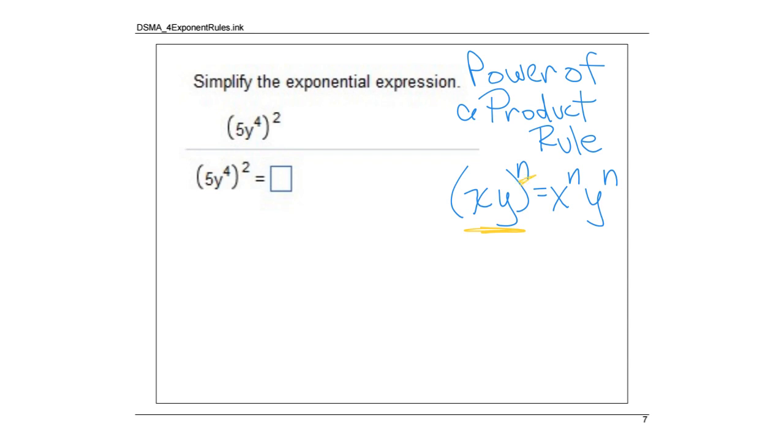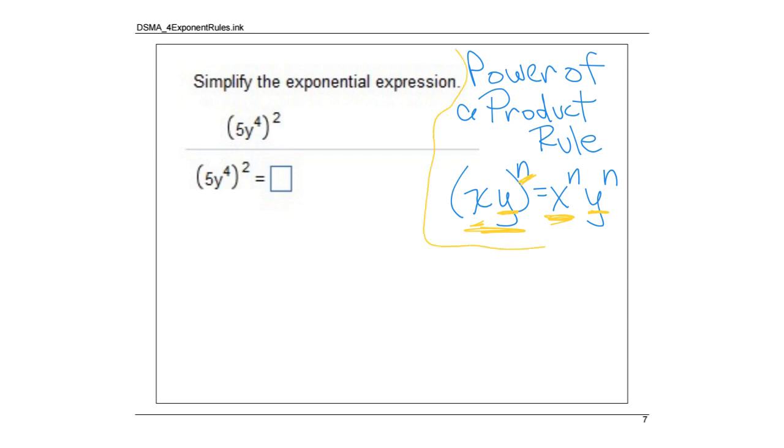We have a power out here of n. So now I'm going to have x raised to the n power. That's going to be right here. And then I'm also going to have y raised to the n power, but it's still multiplication. So remember, a product is multiplication. It's going to stay multiplication. But then at that point, we might have to clean it up a little bit.